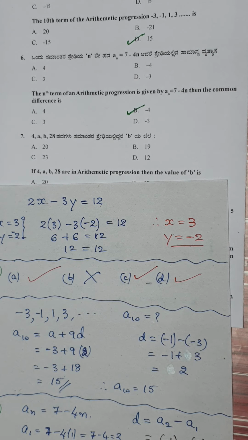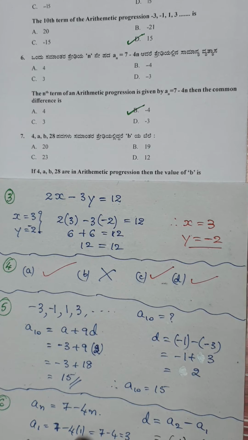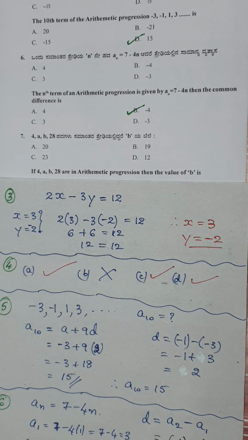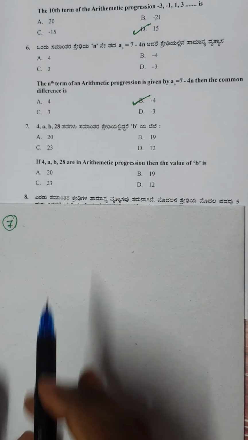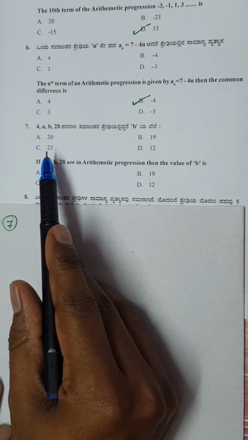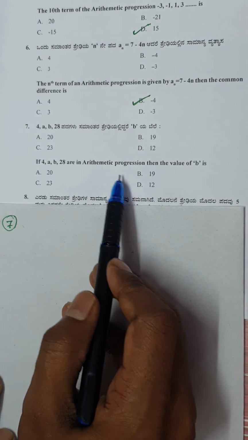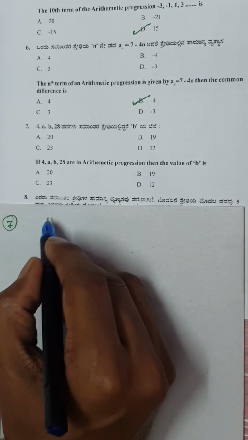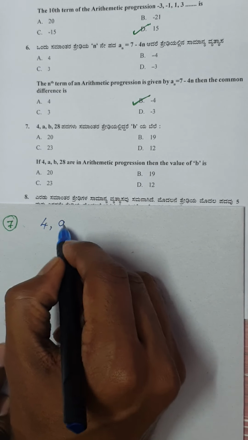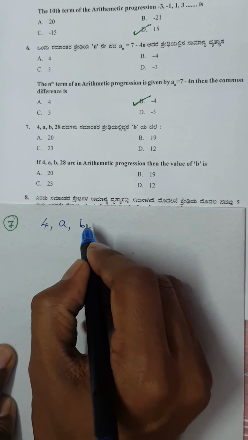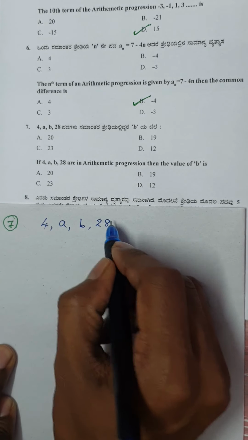Okay. The questions sometimes would be quite simple. The only thing is you have to use your knowledge of the content. Right. Let's go on to question number 7. So question number 7 is as follows. 4, a, b and 28 are in arithmetic progression. Then the value of b is. So note down, he is telling me 4, a, b and 28 are in AP.